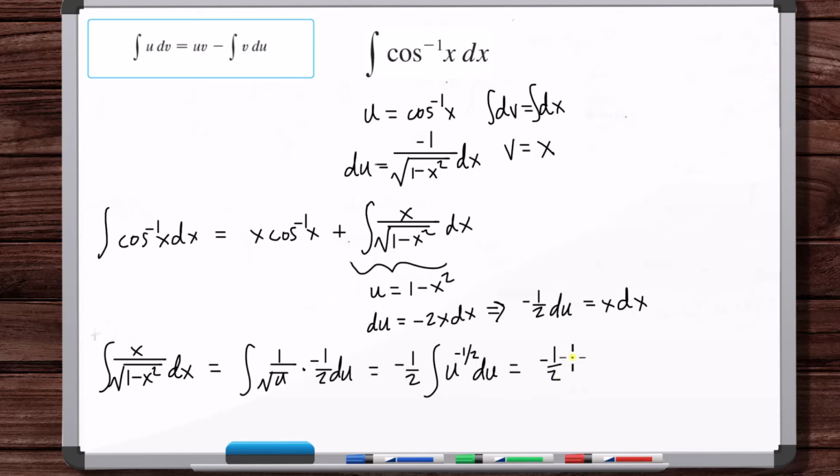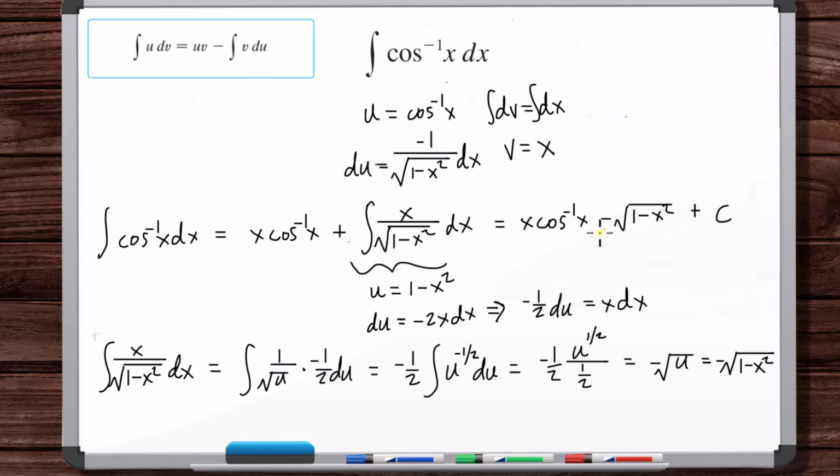Minus 1/2, u to the minus 1/2 plus 1/2 is u to the 1/2 over 1/2. So this is minus root u. This is minus root 1 minus x squared. Okay, so what we've got is this is equal to x inverse cosine of x minus, there we go. There's the capital F of x, so now I'll just put plus c. Pretty cool, right? That's this integral.